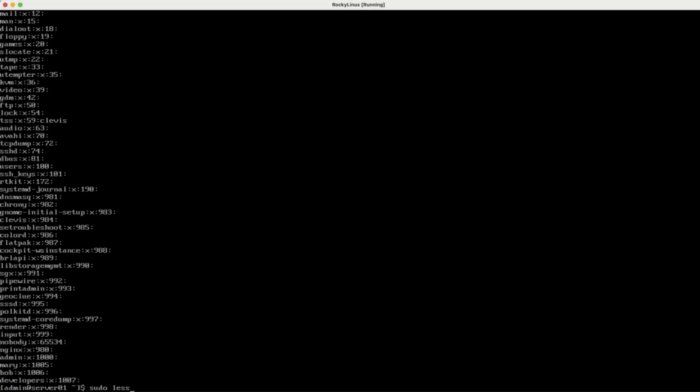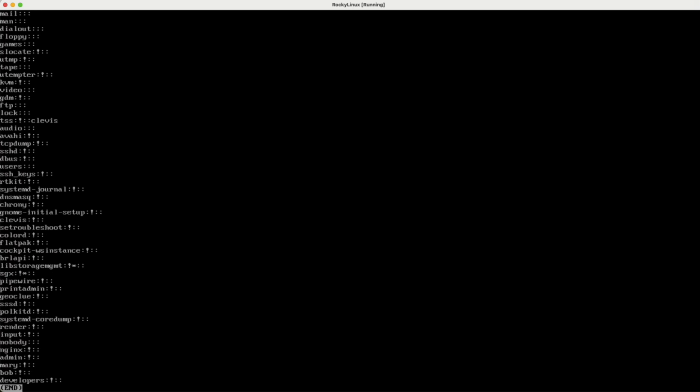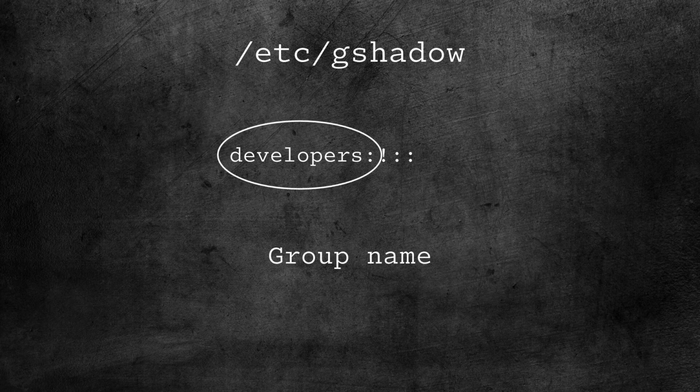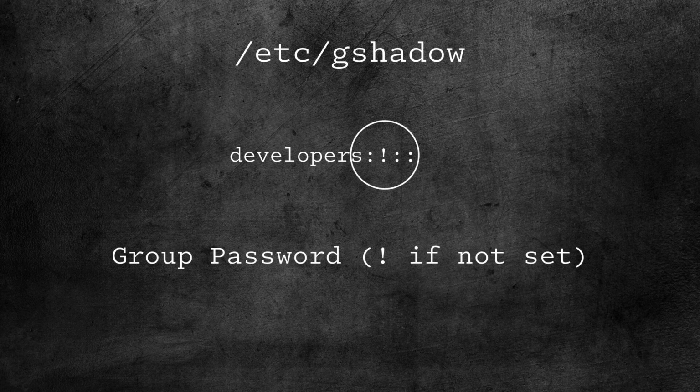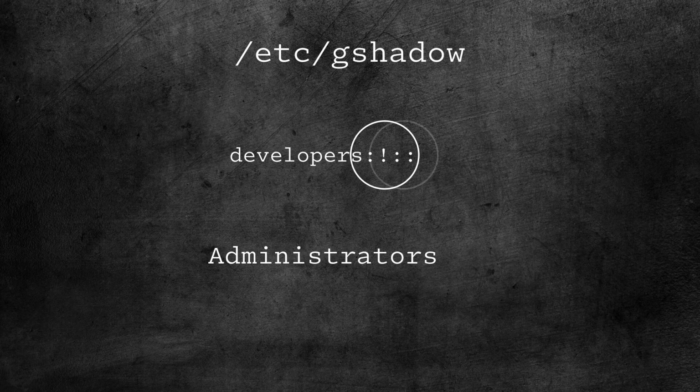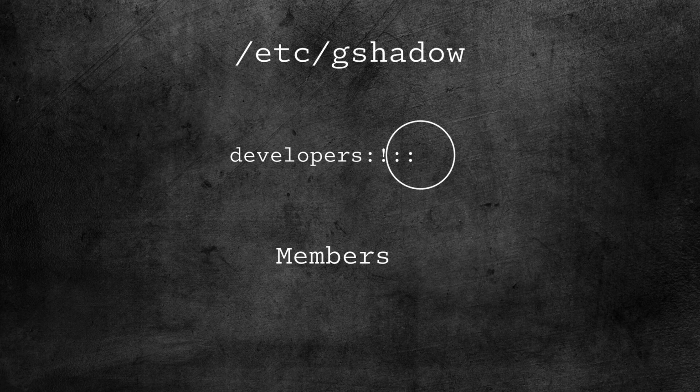/etc/gshadow is a text file containing sensitive information about groups on the system. Like the /etc/shadow file, it is only accessible by the root user. Each entry contains the following colon-separated fields. Group name is the group name. Encrypted password is the encrypted group password. Administrators is a comma-separated list of group administrators. Members is a comma-separated list of users who are members of the group.